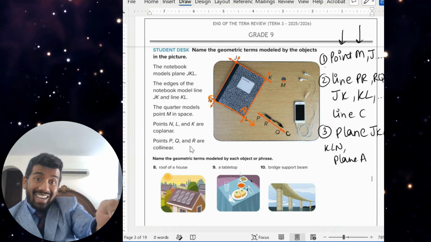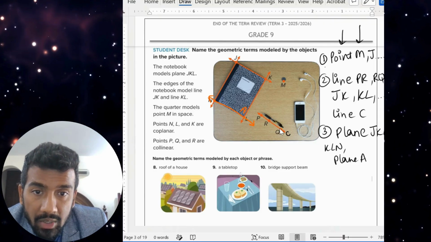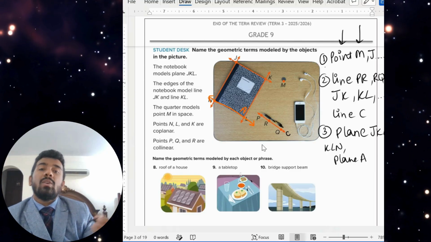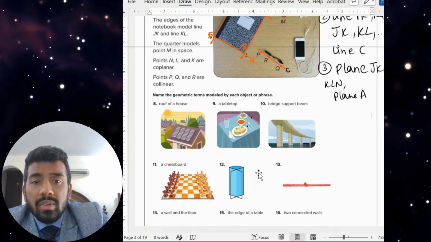Collinear means one line. So P, Q, R, you see, P, R, Q, they are in one line. So they are collinear. Okay, so that's how it is. Let's go to the next one.